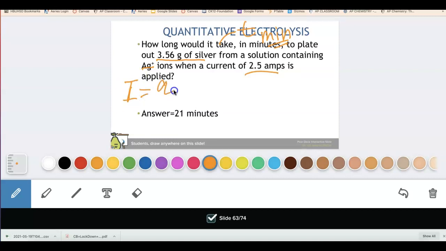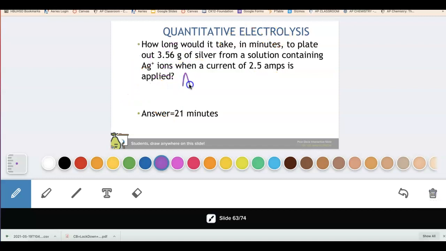Well, I equals Q over T, right? And we want to know time. We do know current, it's given, but we don't know charge. So basically, we want to use this info to get us Q, because once we know Q and we know I, we can solve for T. So let's figure out how to go about this.